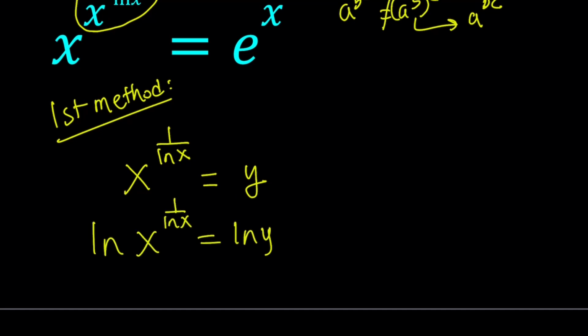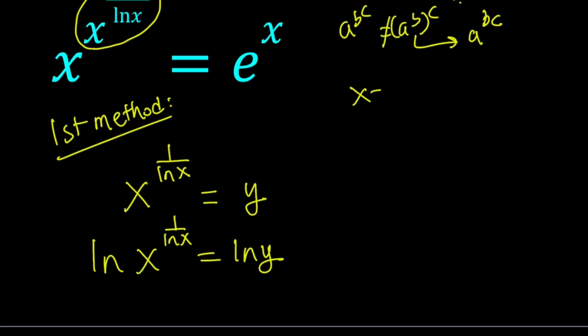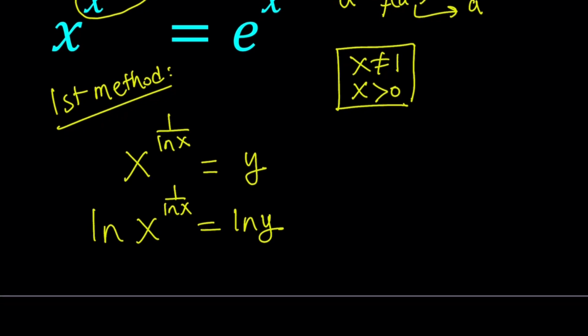And obviously we have some restrictions here that we forgot to talk about. ln x should not be 0, so x should not equal 1. And x has to be positive because we have ln x, so we need to make sure it's well defined. Okay, so we have those conditions. x cannot be 1 and x has to be positive. Any positive number besides 1.